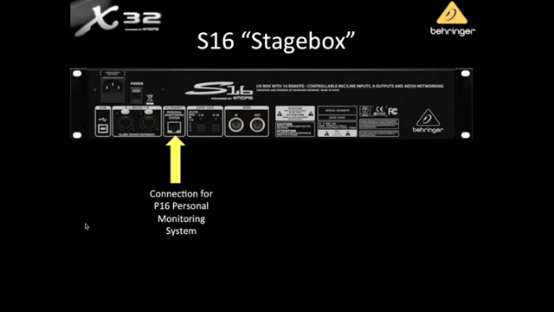The next port beside the AES-50 port is the Ultranet, and this is for our P16 personal monitoring system. This is a 16-channel discrete system, so you could pick 16 sources on the X32 and assign them to go to your P16 Ultranet port.